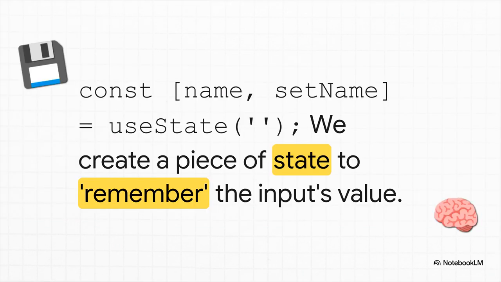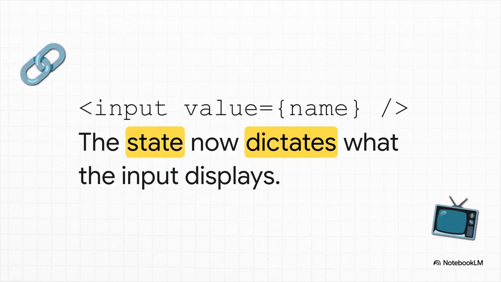Let's walk through it. Step 1. useState. With this one line, we're basically telling React, hey, create a piece of memory for me. I'm going to call it name. We start off with an empty string because, well, when the page first loads, the user hasn't typed anything yet. This is our brain's starting point. Now for the next crucial part.